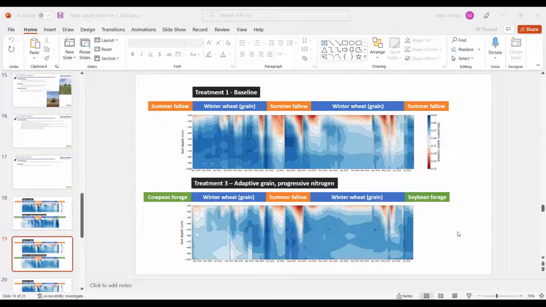And now I don't know what the yield was. So these 2 are very similar. This one seems to have a little less soil water depletion in the root zone. I don't know if that treatment had a lower winter wheat yield. We need to check that.